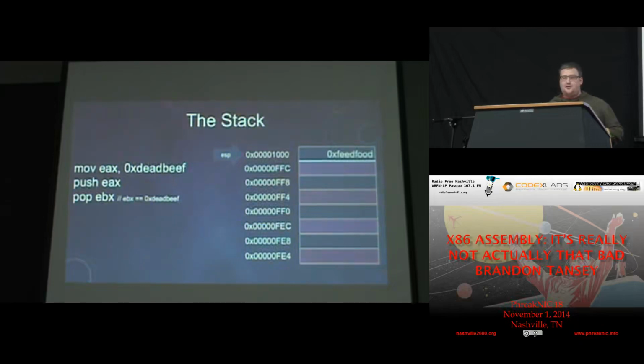So hopefully this isn't too confusing, because this is one of the things that you really have to have a good grasp on if you're going to be working with assembly. Okay, so I'll stop for questions in a moment on that.